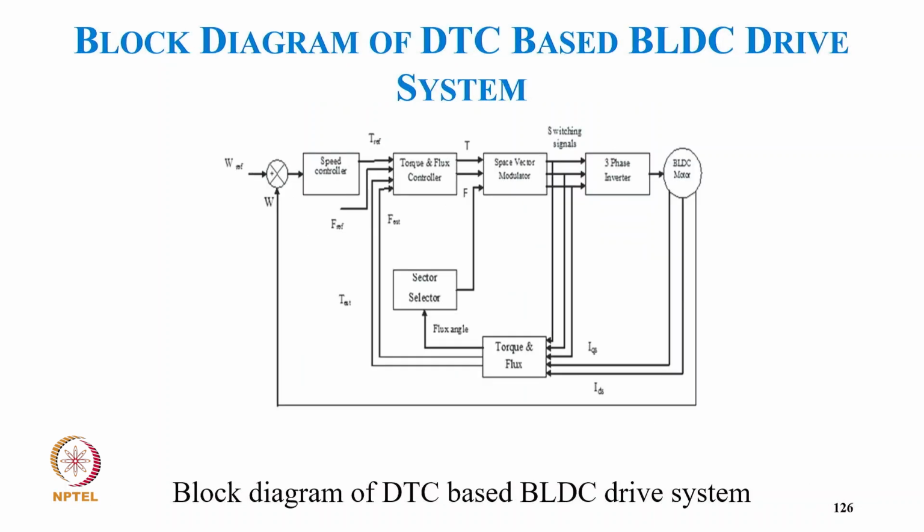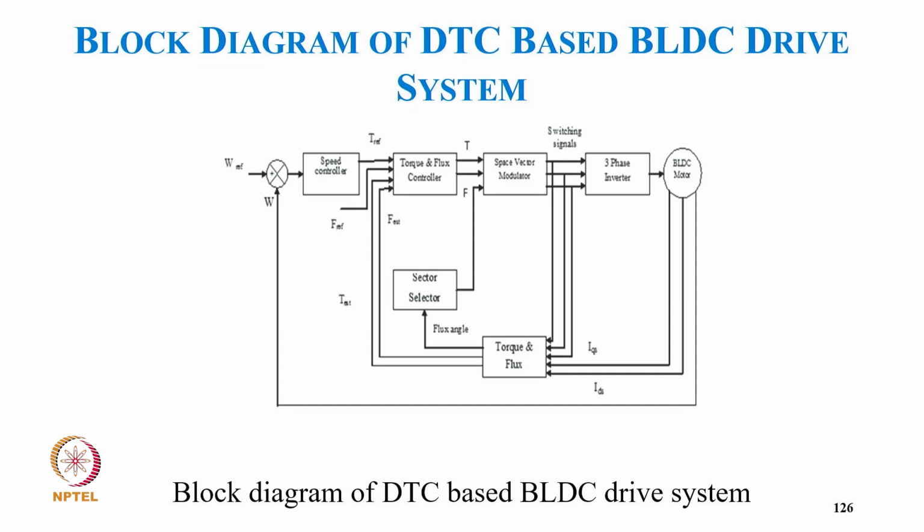And this is the block diagram of direct torque control that we discussed. We have a reference speed and a feedback speed, then the speed control gives a torque reference. From sensing of the motor two currents and the switching signals, we estimate the flux angle, and the flux and torque controller gives the output and position signal.